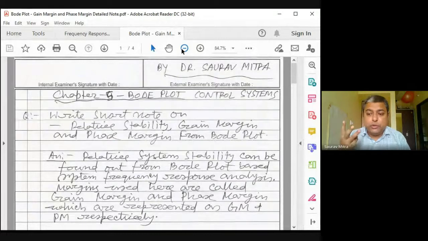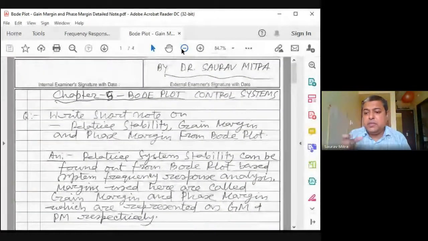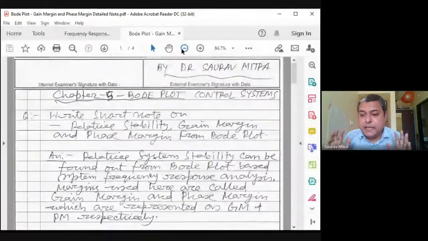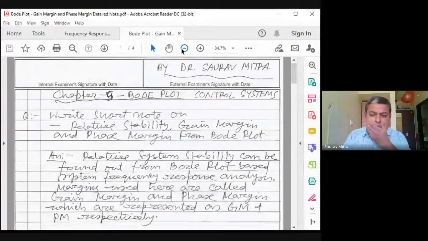So if there are 3 poles, that means 20 dB, 20 dB, 20 dB, so 60 dB per decade attenuation, or minus 60 dB per decade. Just take it at face value. Whatever I'm telling, just remember that. If there are 5 single order poles, how much will be the total attenuation? Minus 100 dB per decade. If there are 4 single order poles, how much will be the attenuation? 4 into 20. So whatever it is, multiply by 20.